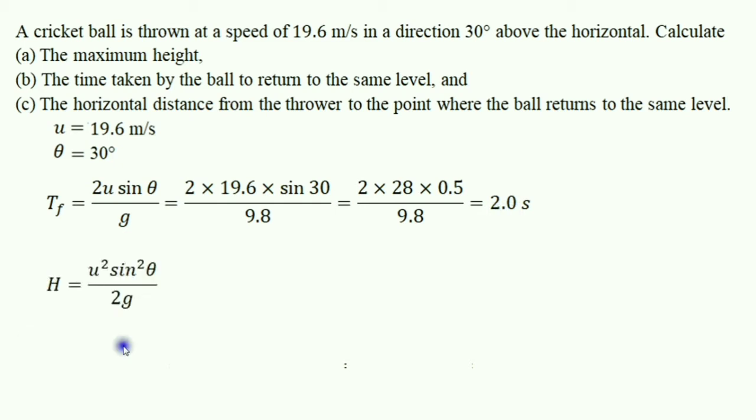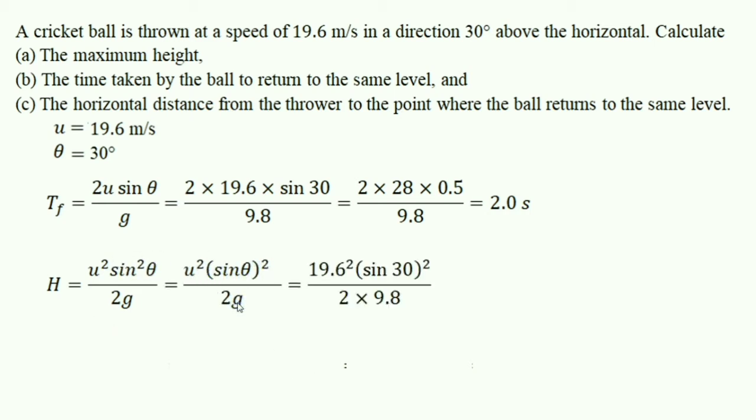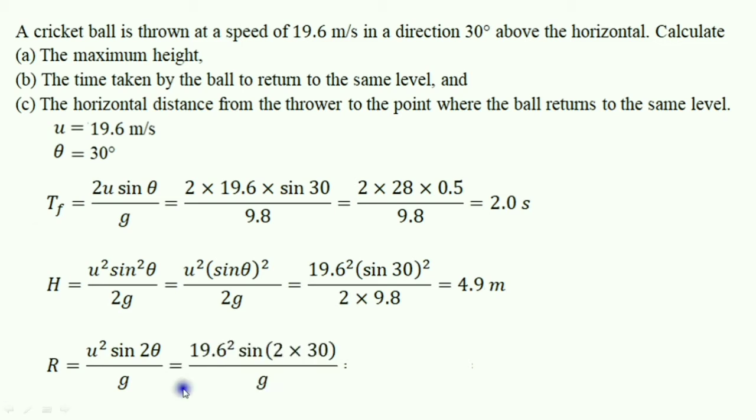Next we'll find the maximum height. The formula is given by this expression. For sine square theta I can write sine theta whole square. Now I'll put the values and I'll get 4.9 meter. So maximum height is 4.9 meter. Similarly for the range, this is the formula, and this is 2 theta, so I'll multiply 2 and 30 degree, so you will get sine 60, and if you put the values you will get 33.9 meter.